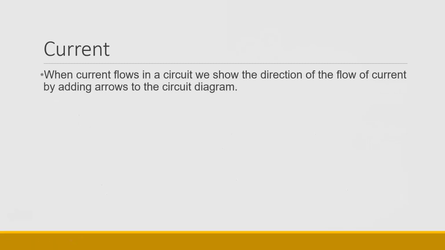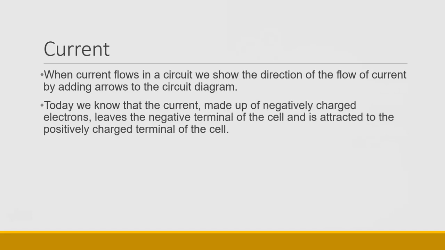When current flows in a circuit, we show the direction of the flow of current by adding arrows to the circuit diagram. Now, what we know today is that current is made up of moving electrons, and we know that electrons are negatively charged. What we also know today is that electrons leave the negative terminal of the cell. They repel each other in the negative terminal of the cell, and they move around the circuit to the positive terminal of the cell, to which they are attracted.